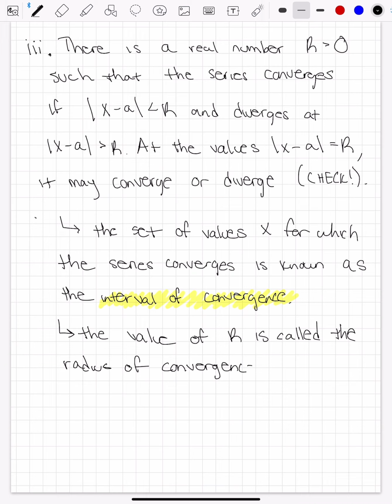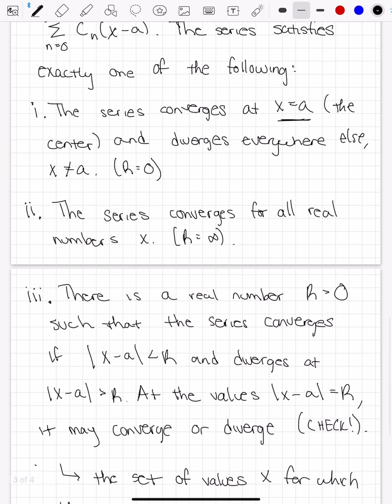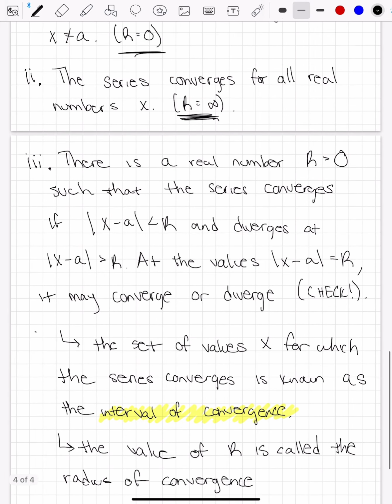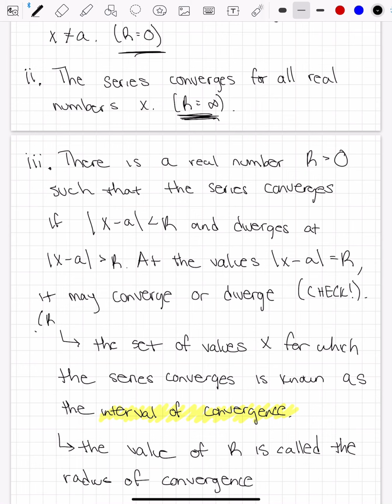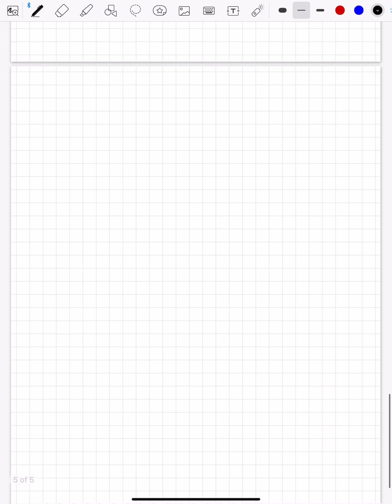And I already told you, right, in case number 1, when you only converge at x equals a, then R is 0. And in case number 2, where you converge for all real numbers, your R is infinity. In case number 3, your R is going to be some finite number. So let's do at least one example in this video, and then I think I'll end it and do a couple examples in a follow-up video.